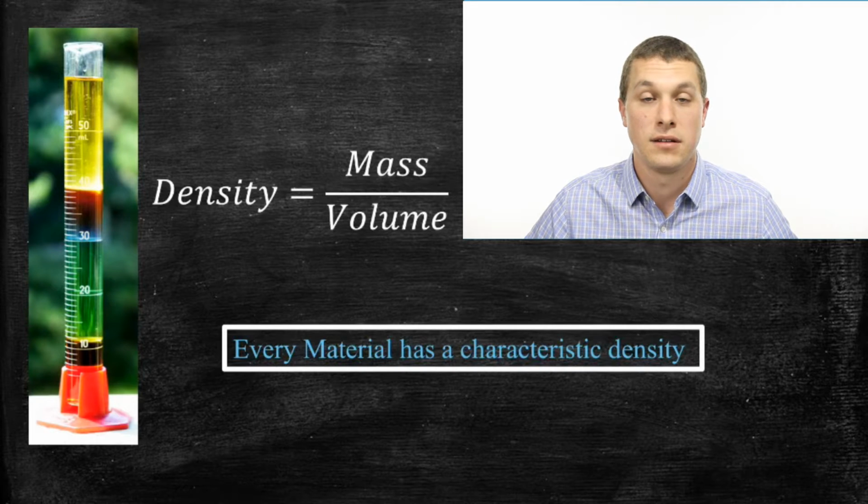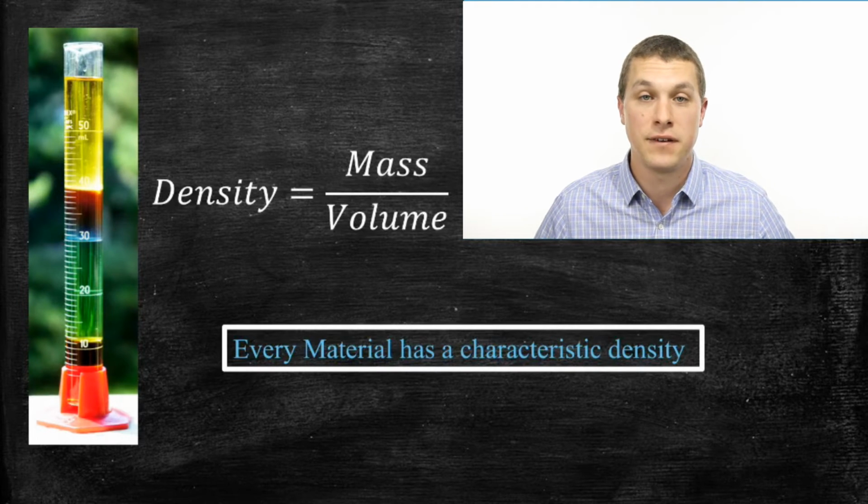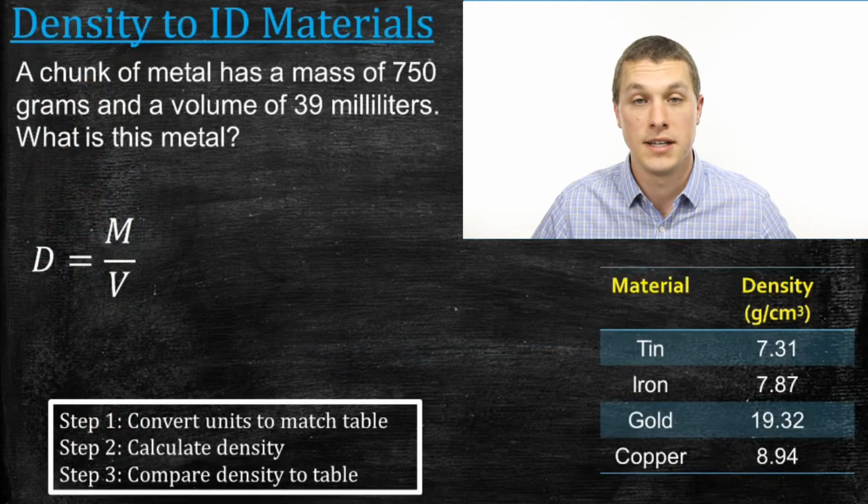That is to say, lead always has a certain density, regardless of when you measure it. So if you measure the mass and volume of an object and calculate its density, you can tell if it's made out of lead or not. And so that's the first type of calculation we're going to do. We're going to talk about identifying a material based on its density.